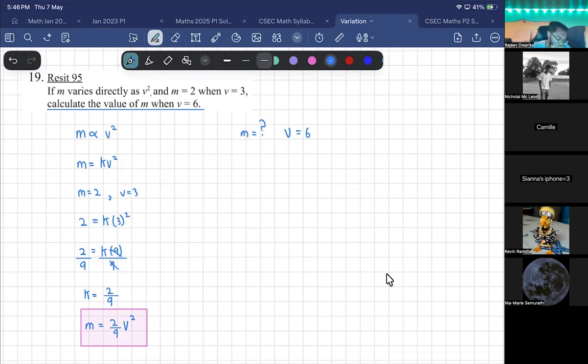Yes. Tell me, what do we know m to be? M is just what? M is 2. Wait, that was for a previous example. So m is 2 over 9 times v squared. Yes, 9 v squared.